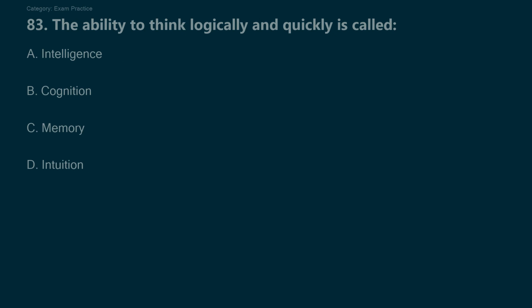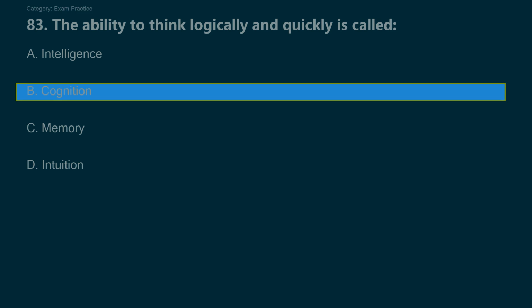Question 83. The ability to think logically and quickly is called option A, intelligence. Option B, cognition. Option C, memory. Option D, intuition. The correct answer is option B, cognition.